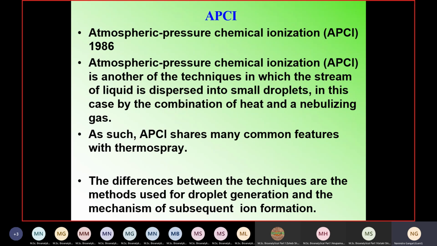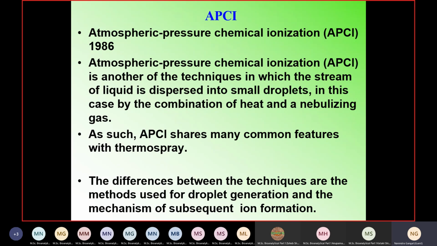In case of EI or CI, the chemical ionization happens because I am introducing an additional reagent gas. In this case, no reagent gas or reagent liquid is introduced. The solvent itself works as the reagent liquid. Clear?